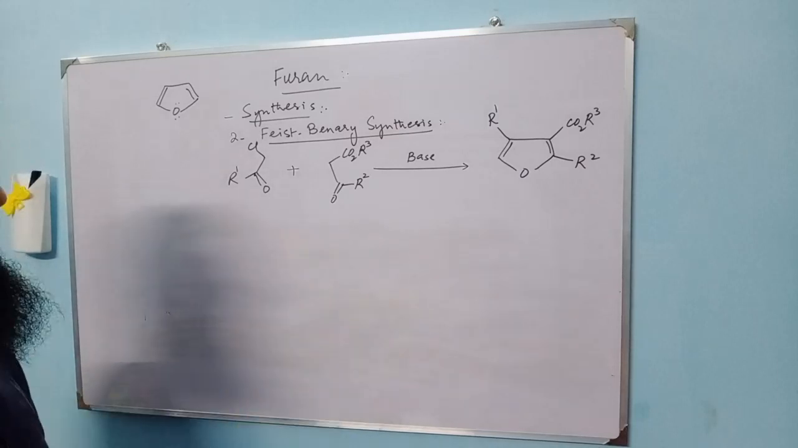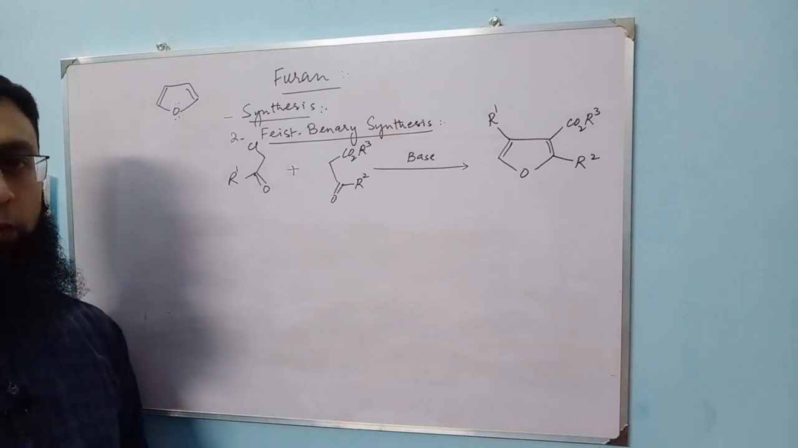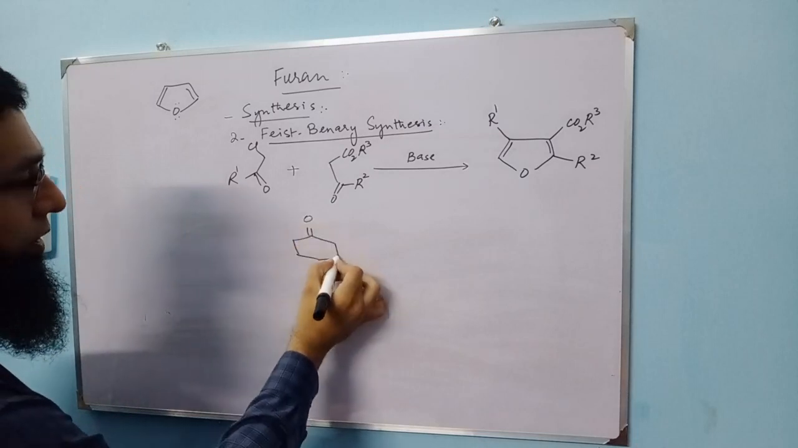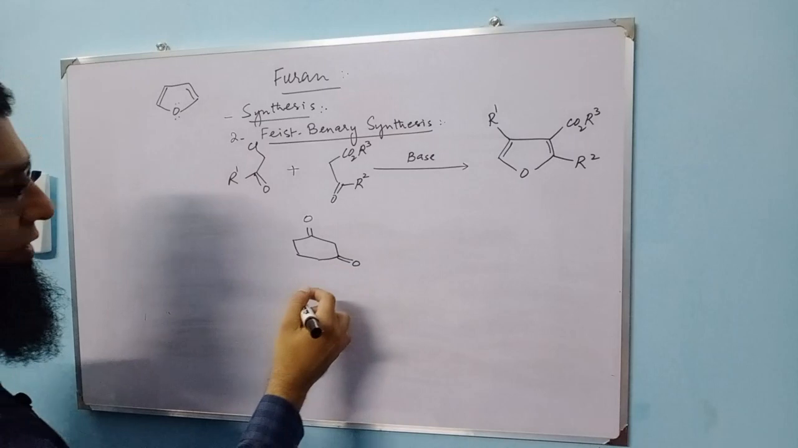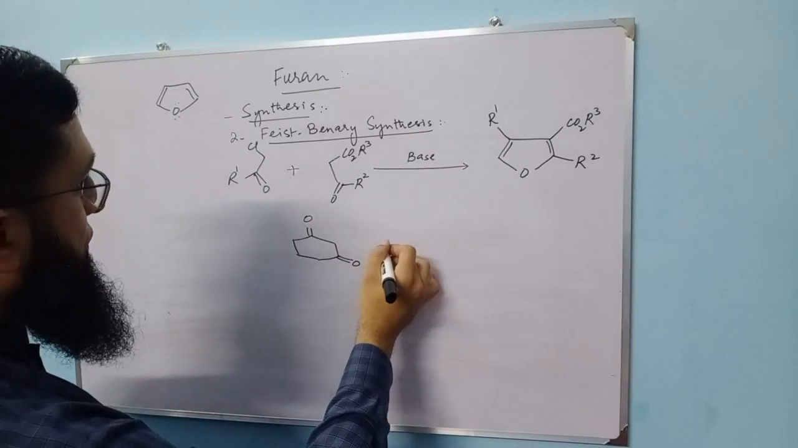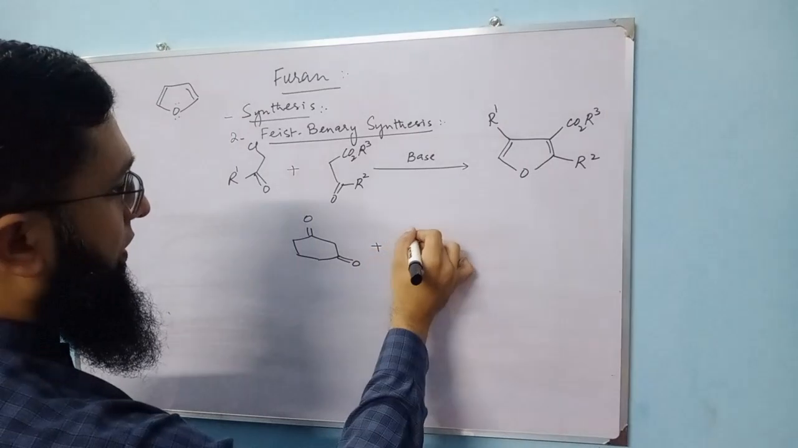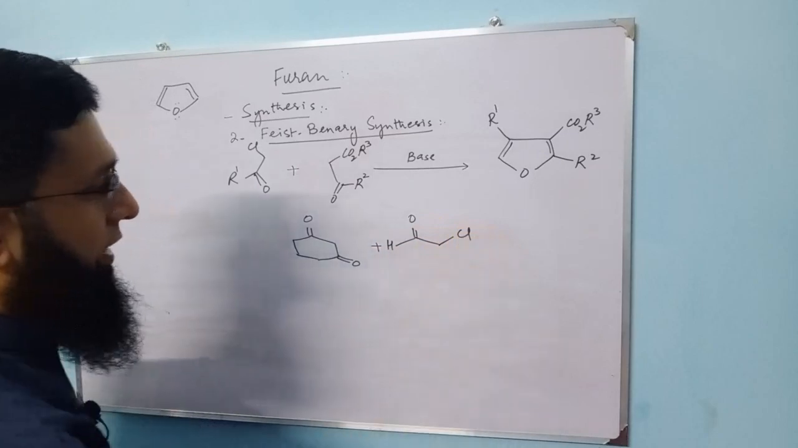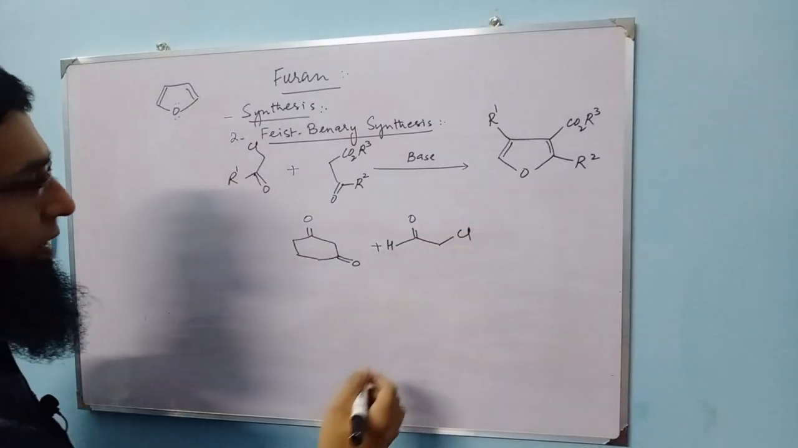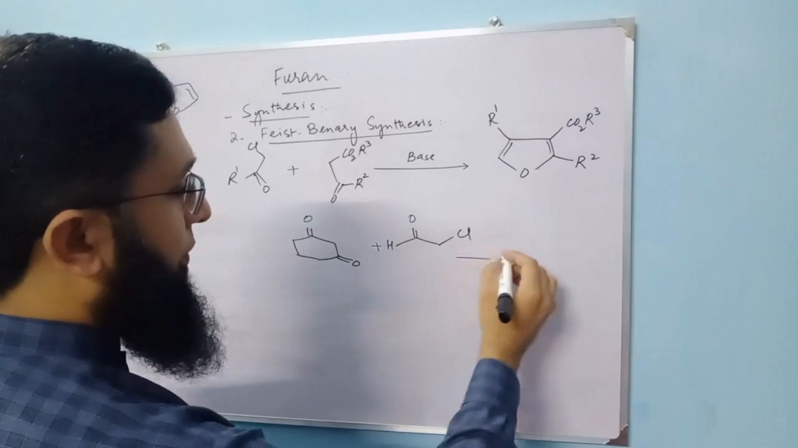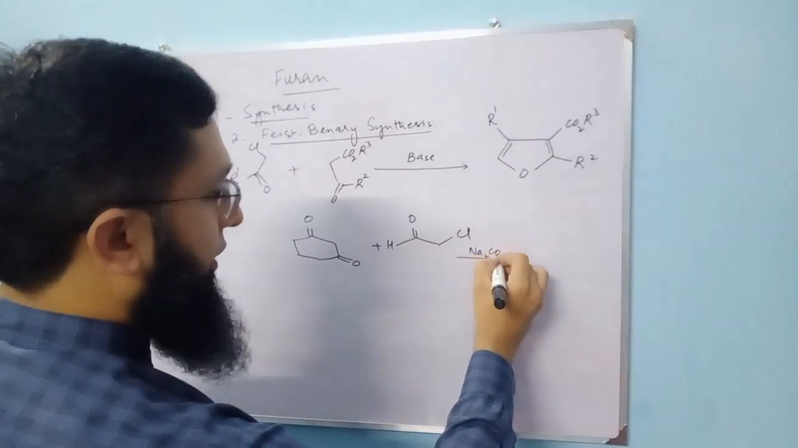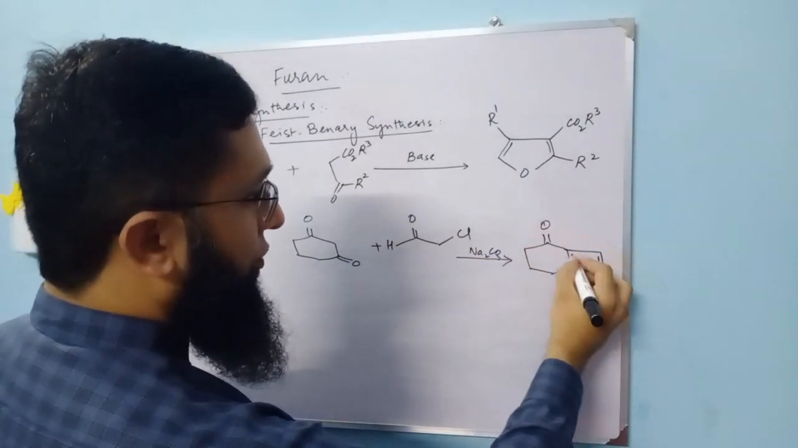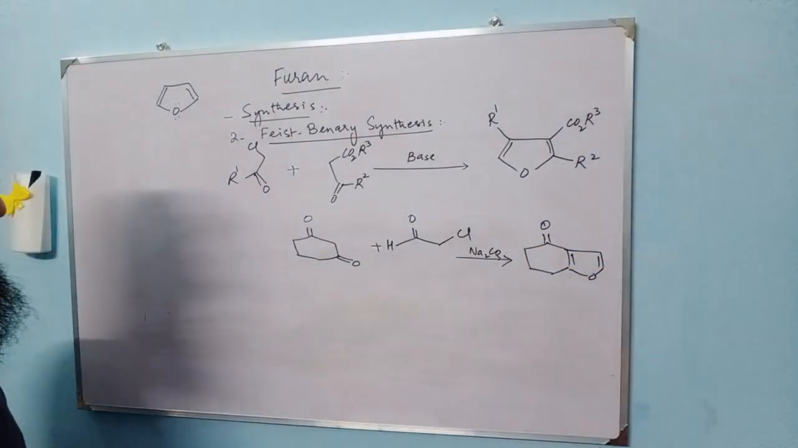Now this reaction was explained with the general example. Now we take a specific example. For example, 1,3-diketone reacts with chloroacetaldehyde, and in this case, in the presence of base, again sodium carbonate, we get this type of furan derivative. Now we see the mechanism.